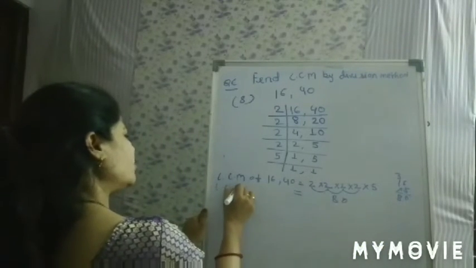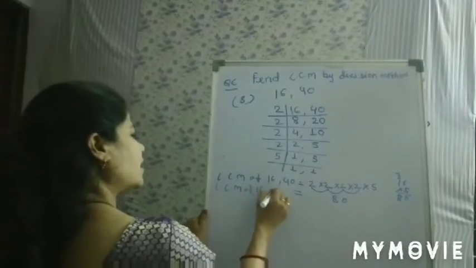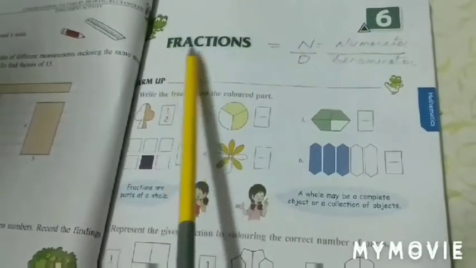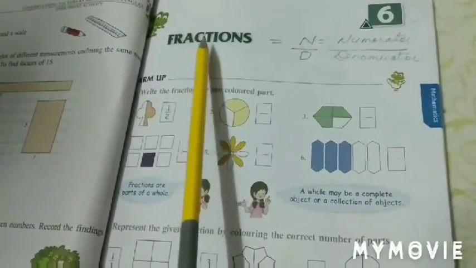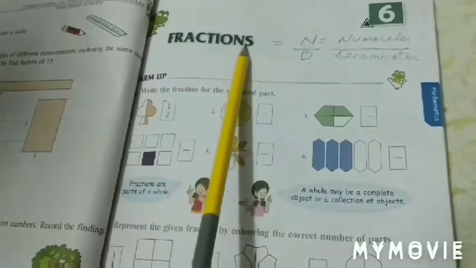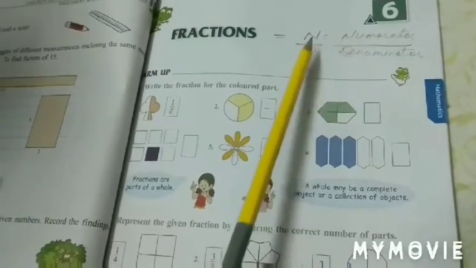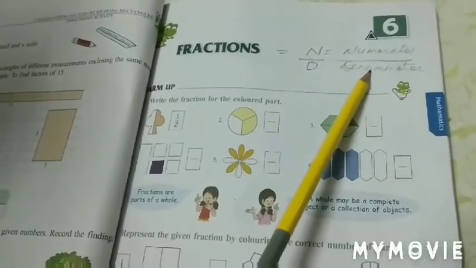So the LCM of 16 and 40 is 80. Now I am starting chapter 6, fractions. What is the definition of fractions? Fractions are in the form of numerator upon denominator. Here n stands for numerator and d stands for denominator.